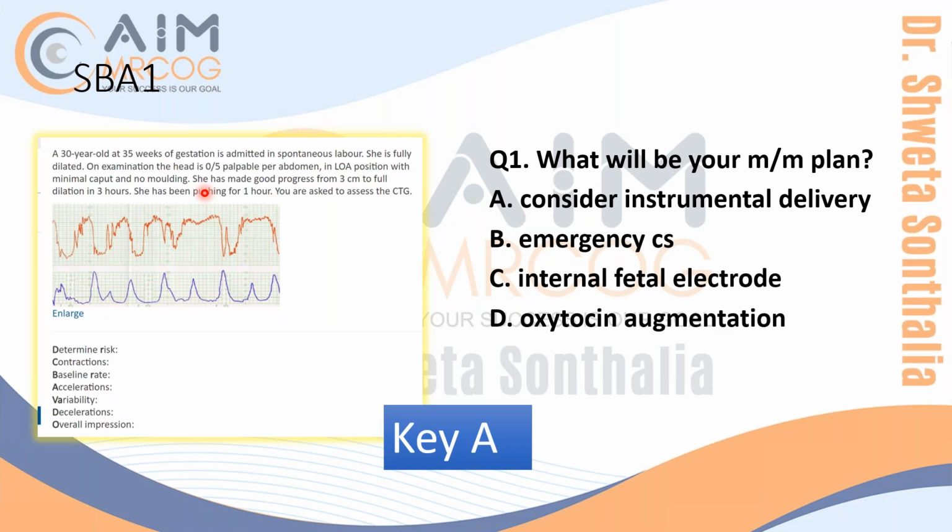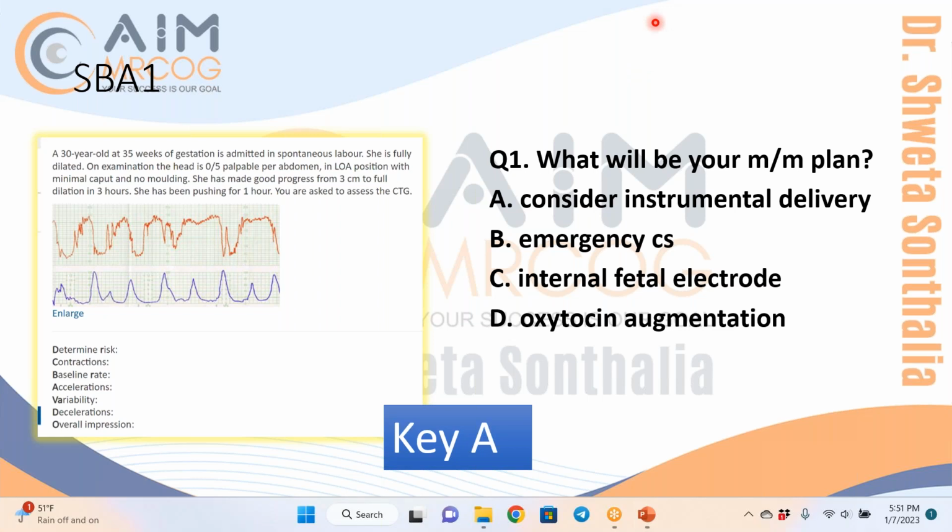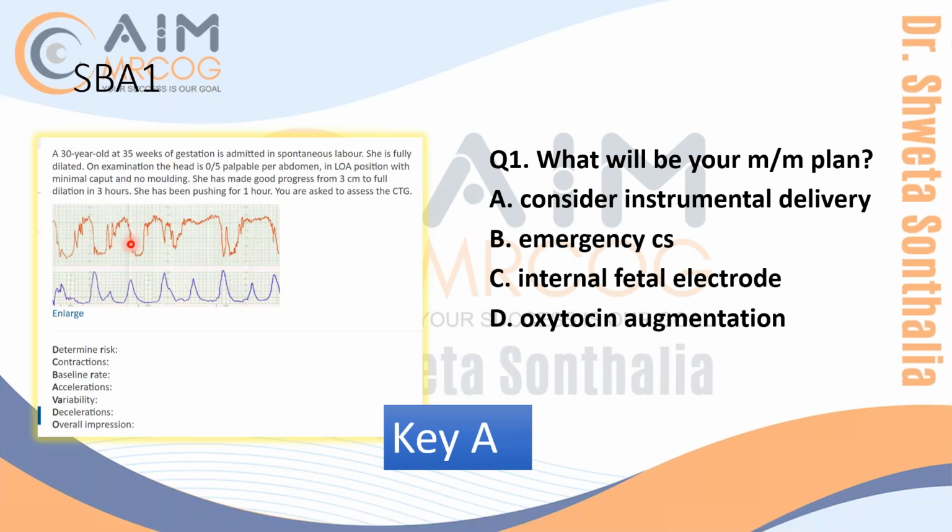But Shweta, can you explain one line which I don't understand, or maybe I'm not very clear on: when the deceleration is occupying more than 50% of the contractions, in this particular CTG how will we calculate that easily? More than 50% of contractions, very simple. 1, 2, 3, 4, 5, 6, 7, 8, 9. Nine contractions. How many decelerations? 1, 2, 3, 4, 5, 6, 7. So 9 contractions, 7 decelerations.